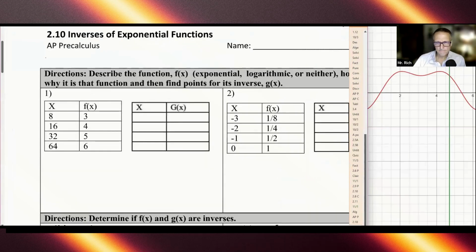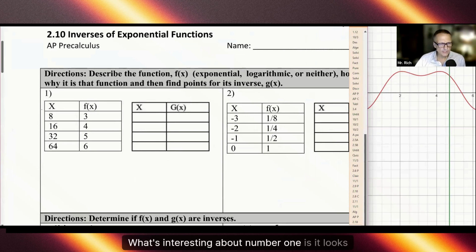So in 2.10, really, the first thing that you're going to be looking at is how to determine whether functions would be exponential, logarithmic, or neither based on a table of discrete values. So if you take a look at number one here, what's interesting is it looks like the inputs are proportional, that they've been multiplied by 2. So as my outputs have equal width intervals, as I'm going up by 1 each time, my inputs are going up by a factor of 2.